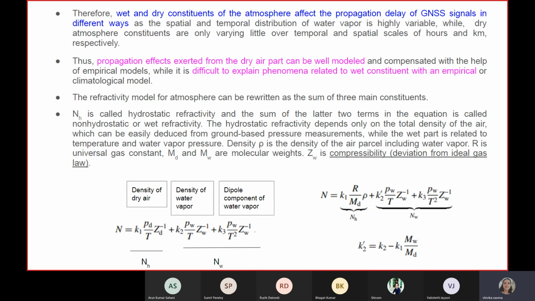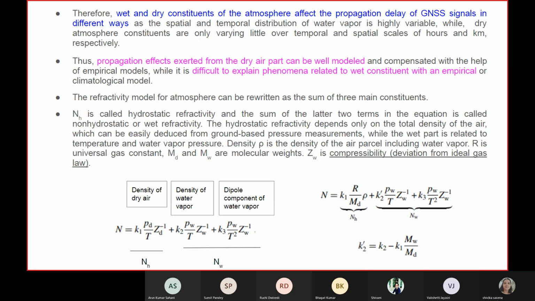Total refractivity is divided into three portions. The first portion is the dry air part. The dry term is also synonymous with hydrostatic, meaning the characteristics are very static there, and non-hydrostatic is the wet part. Capital N, small h, represents the hydrostatic refractivity.